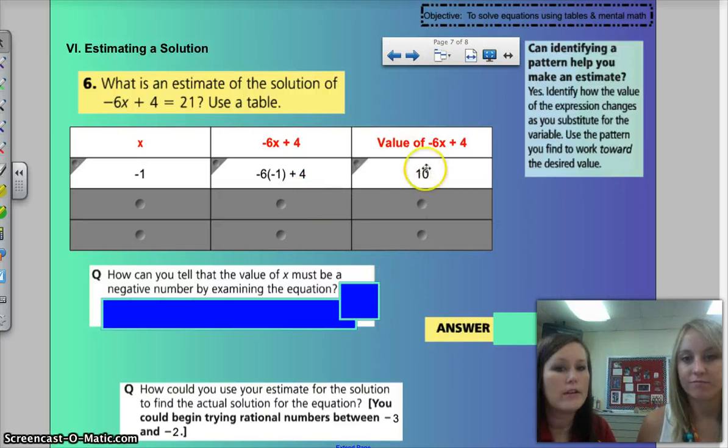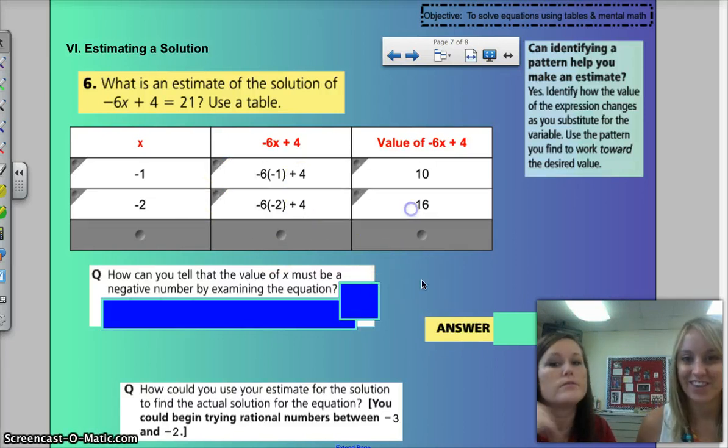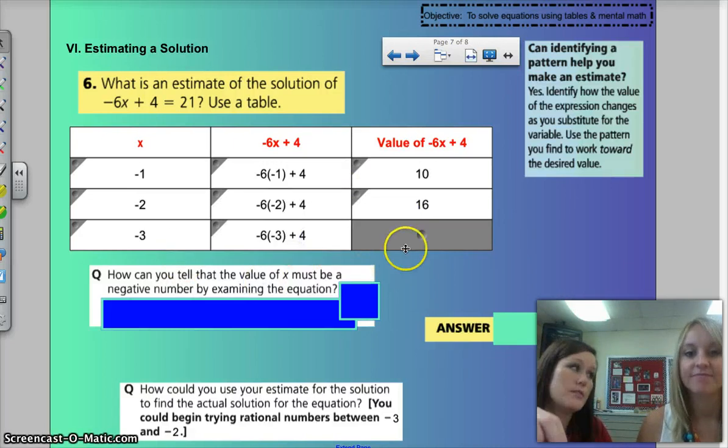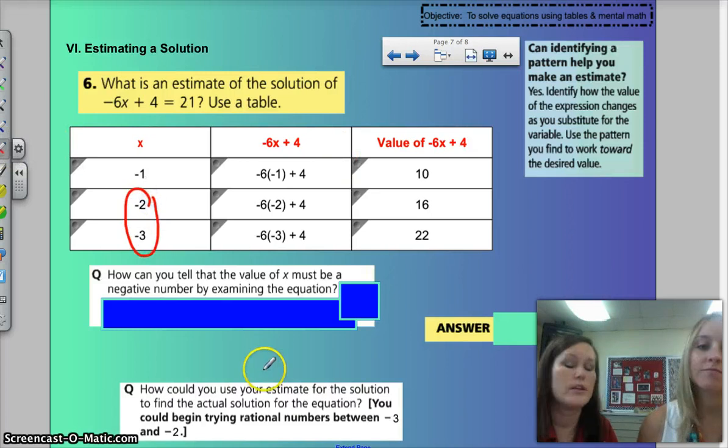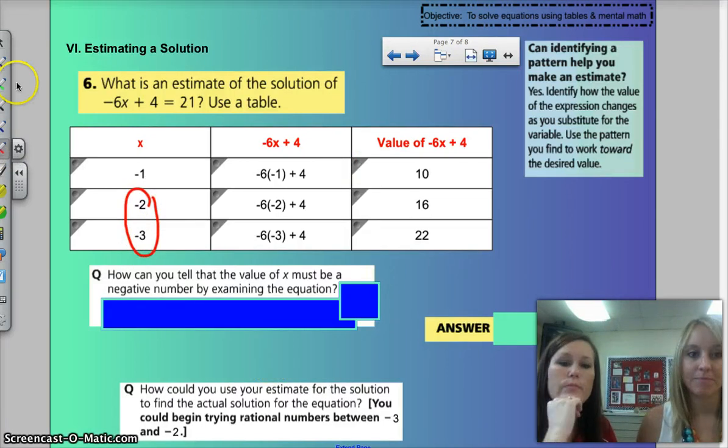Plug and chug. Again, not close at all. So you up the ante and move on up. Now we're doing -2 times -6. We already know that's not even close. That gave us 16. Let's try again. -3. -3 times -6 is positive 18 plus 4 is 22. So I know that my x is going to be somewhere between -2 and -3. Okay. Perfect.